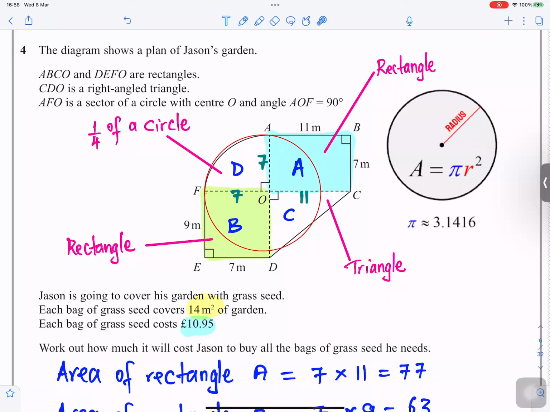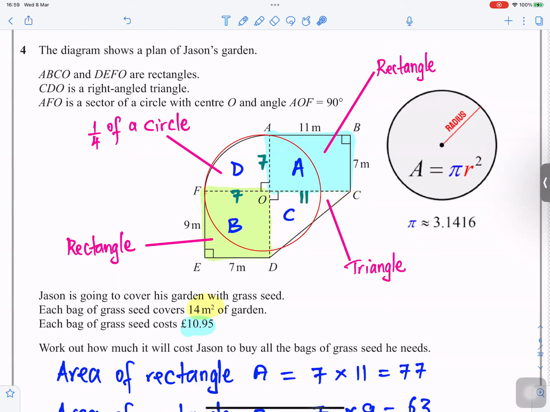So we have the first one is a rectangle. So we call it A. It's a rectangle, and we need to find the area of A, the length times the width. We go to B. B is also a rectangle, and we need to find the area of shape B. We go to C. C is a triangle, and we need to find the area of shape C.